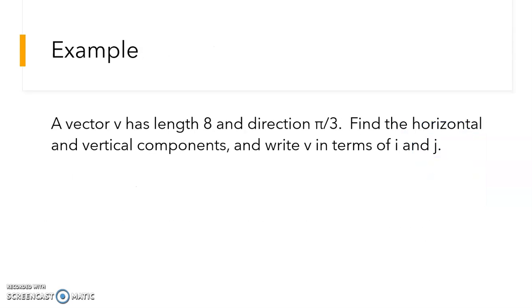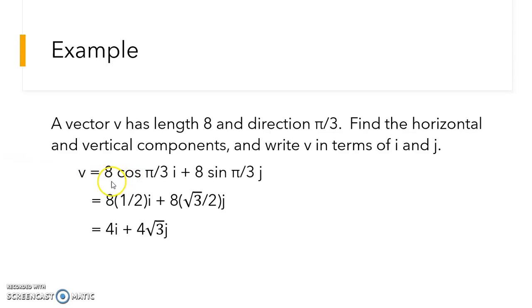In this example, it says a vector v has length 8 and direction pi over 3. Find the horizontal and vertical components and write v in terms of i and j. Now, for this one, you have to use your unit circle to get exact values for pi over 3 and use those formulas that we just talked about. We have magnitude and direction. So use the formulas we just talked about and then press play to see if you're right.